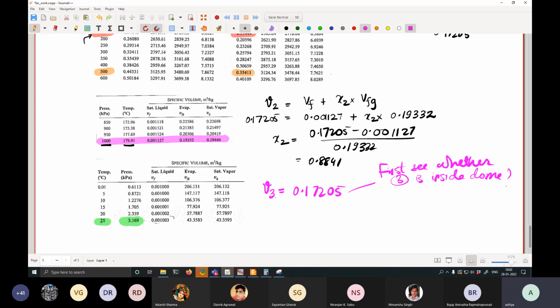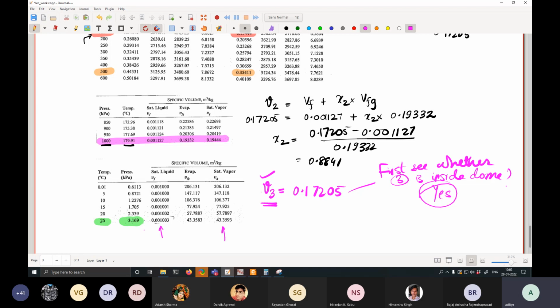So V3 lies between Vf and Vg. Yes? Does it? V3 lies between Vf and Vg. Yes, it does lie between Vf and Vg. So we can conclude, yes, it is inside the dome.